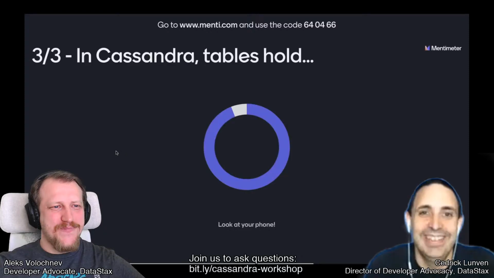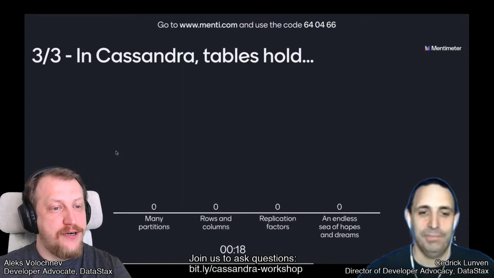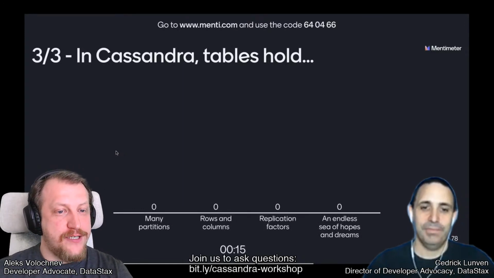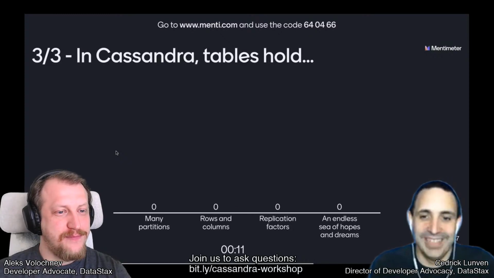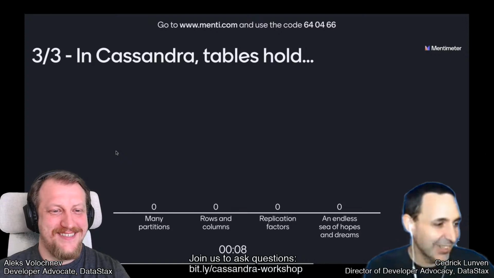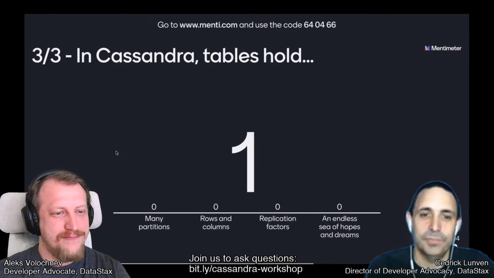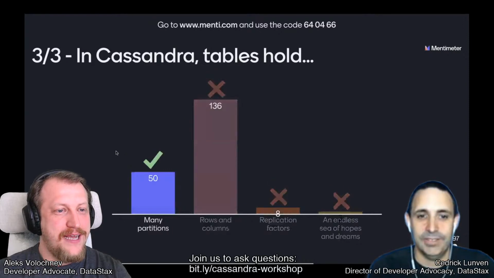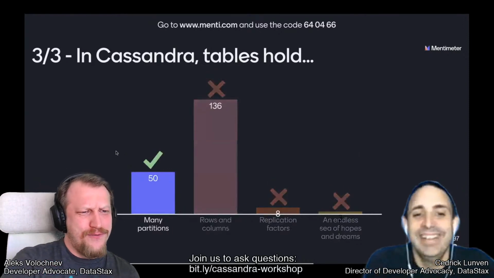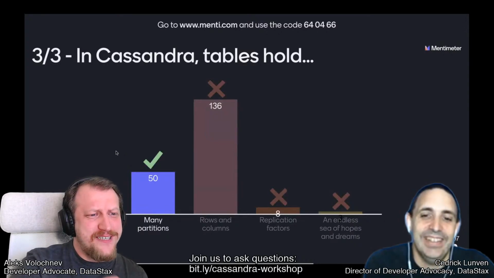In Cassandra, what do tables hold? Many partitions, rows and columns, replication factors, an endless sea of hopes and dreams. The last one is just gold. Oh yeah. A table is a container for partitions.